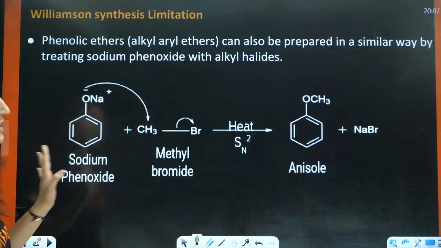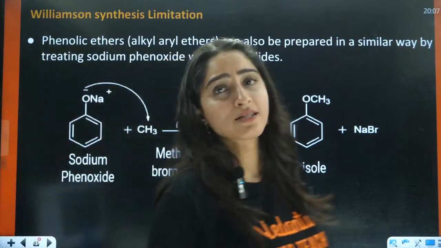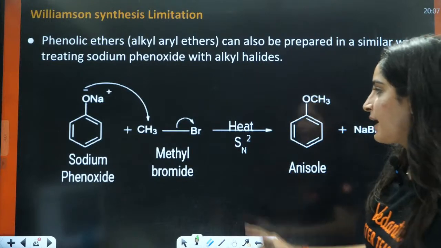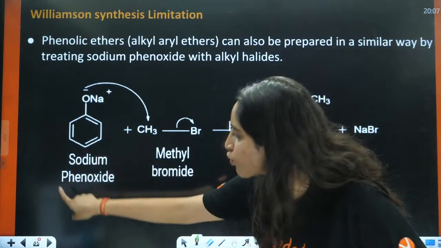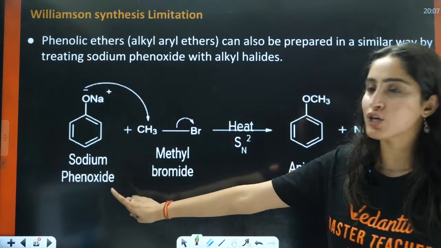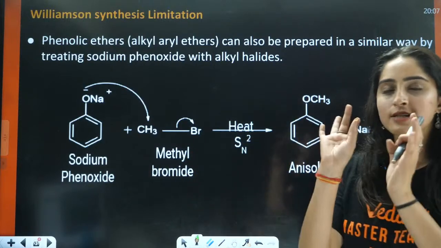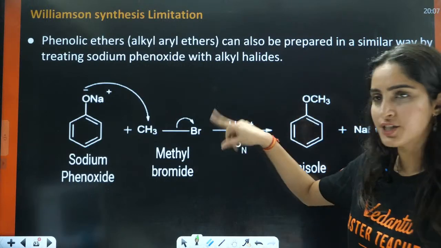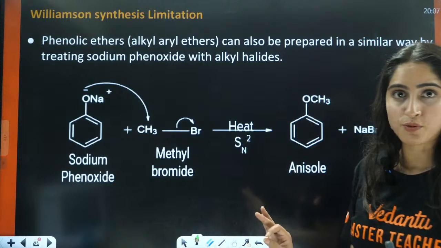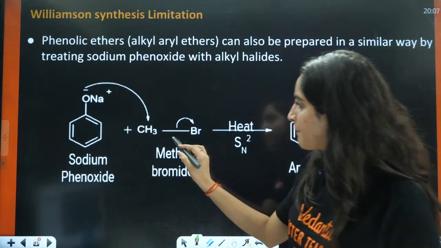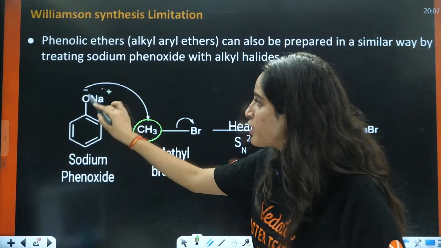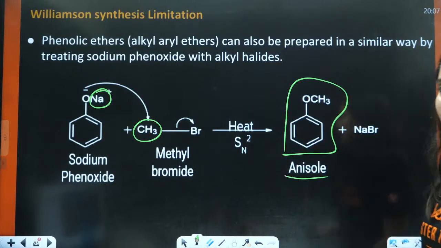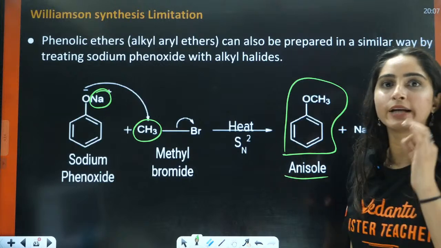Okay. Now, next thing is phenolic ethers. For example, they are asking that you have sodium phenoxide, that is your alkoxide. Now, let us check the condition. Is the alkyl halide primary? Condition check, tick. This reaction is possible, right? So, what will happen? This CH3 will replace this Na, and hence you will have the formation of this anisole here. This reaction is definitely possible.